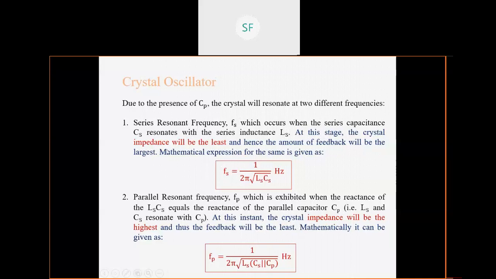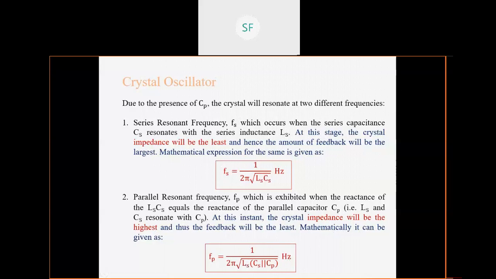In series resonance, impedance was minimum. So what will happen here? Opposite. So in parallel resonance, the crystal impedance will be the highest or maximum, and thus the feedback will be minimum. And this is the mathematical formula for Fs and Fp.